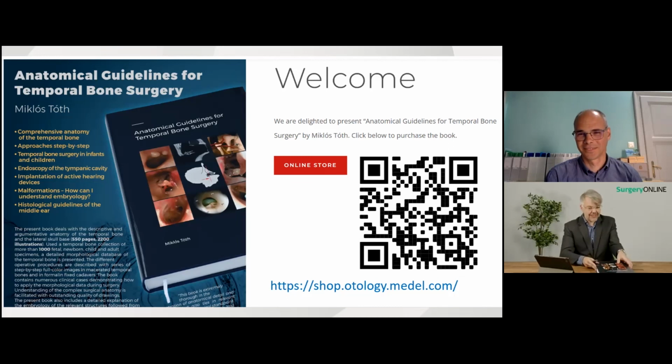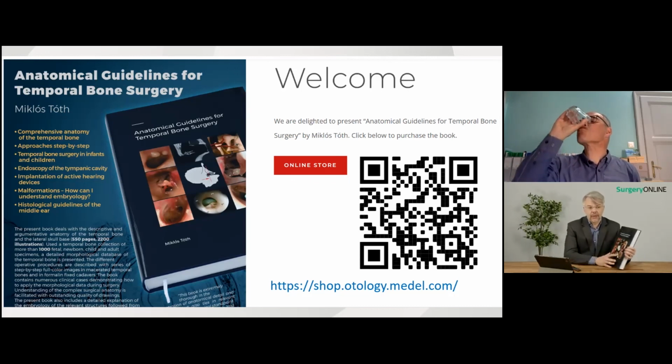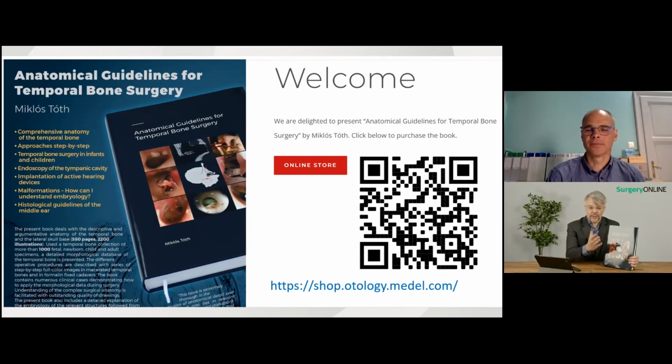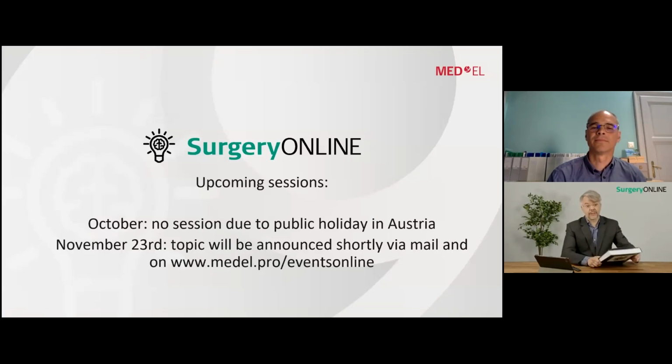But before this one ends, I would like to show you the book again. All the pictures we have seen during your presentation are also contained in the book, Anatomical Guidelines for Temporal Bone Surgery. Please just open the web address there, or use the QR code, and you will be directed to that. It's really a recommended read to know more about embryology, radiology, anatomy, histology. It goes very deep into this topic, so it's highly recommended.